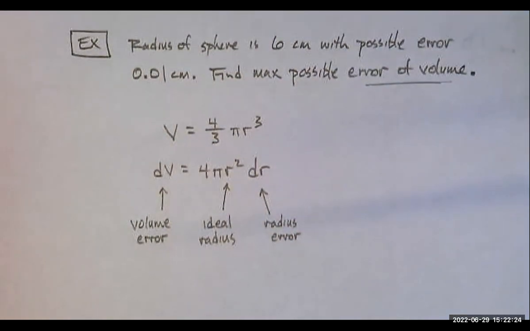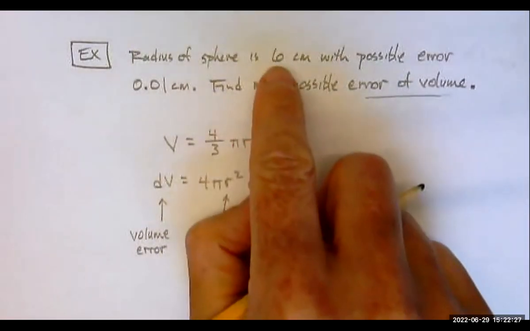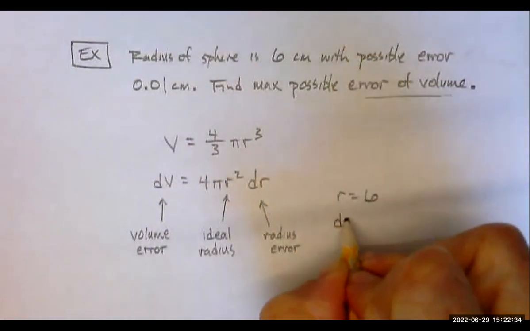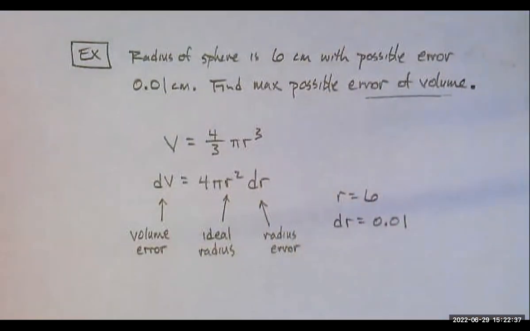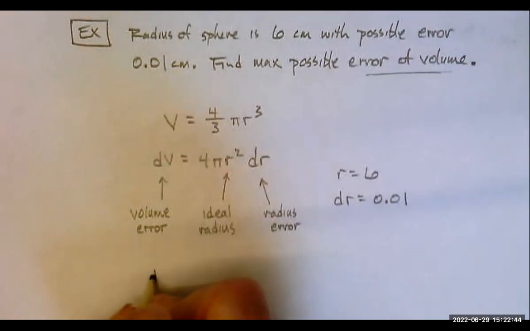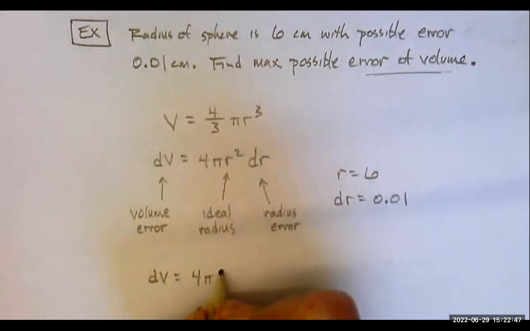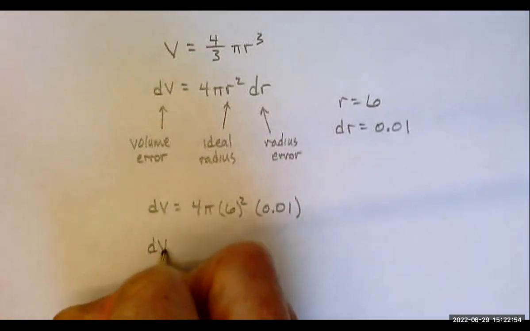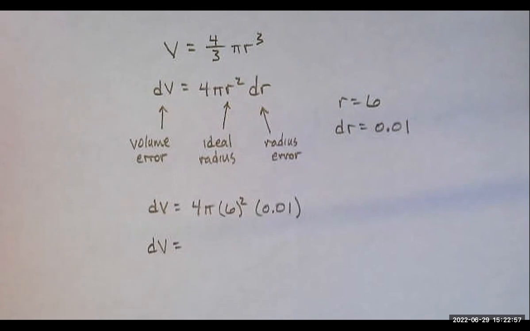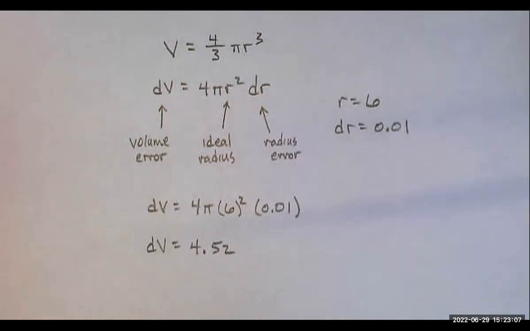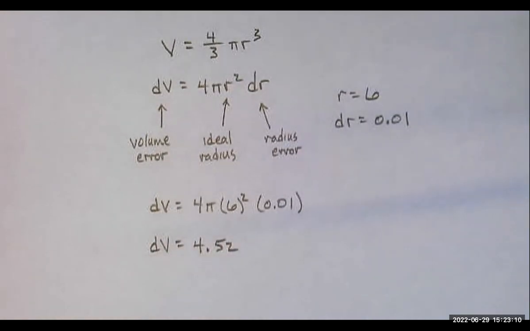Okay. So what are we going to do? Well, we know what the ideal radius is. It's 6. We know it has a possible error of 0.01. That's dr, 0.01. So if we plug those in, we can find the maximum possible error in the volume. dV equals 4 pi times 6 squared times 0.01. I think this question said to round to 2 decimal places, so let's do that. 4 pi times 6 squared times 0.01, and I got 4.52 when I round. So there you go.